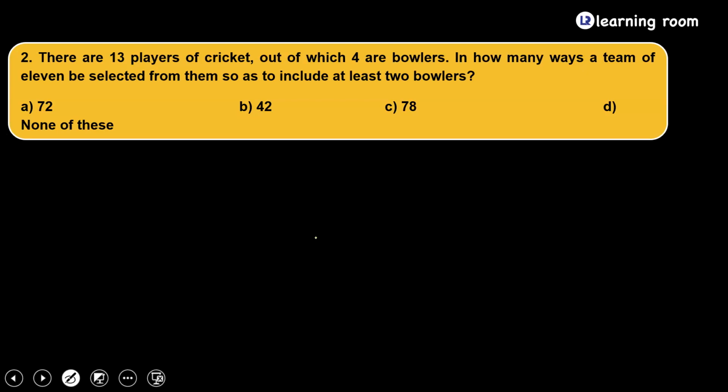See, there are 13 players of cricket, out of which 4 are bowlers. In how many ways a team of 11 can be selected from them so as to include at least 2 bowlers. So at least 2, not 11C2. Nine C? Correct. But that's not the only option.